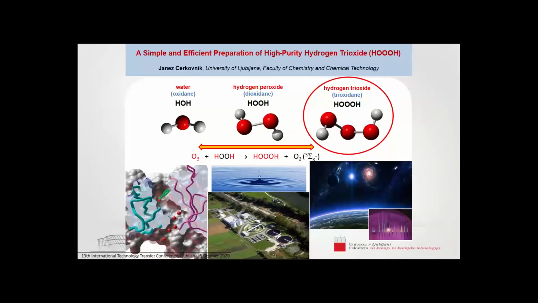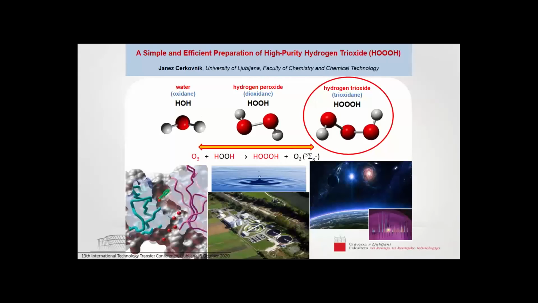Hydrogen trioxide attracts wider scientific interest since the discovery that all antibodies are capable of catalyzing the oxidation of water by singlet oxygen to generate hydrogen peroxide and an oxidant with the chemical signature of ozone. It was postulated that antibodies carry the reaction through hydrogen trioxide as the key reaction intermediate. Later, it was experimentally confirmed that hydrogen trioxide is actually formed during the thermal reaction of hydrogen peroxide and ozone. This reaction is shown at the center of the slide, and demonstrated for the first time that a link exists between hydrogen peroxide, ozone, and hydrogen trioxide.